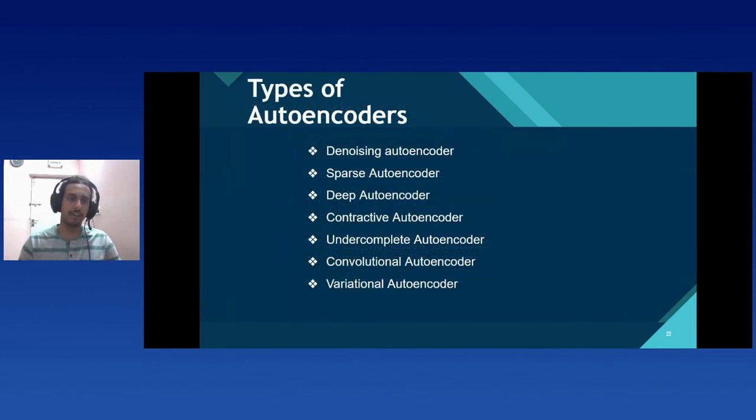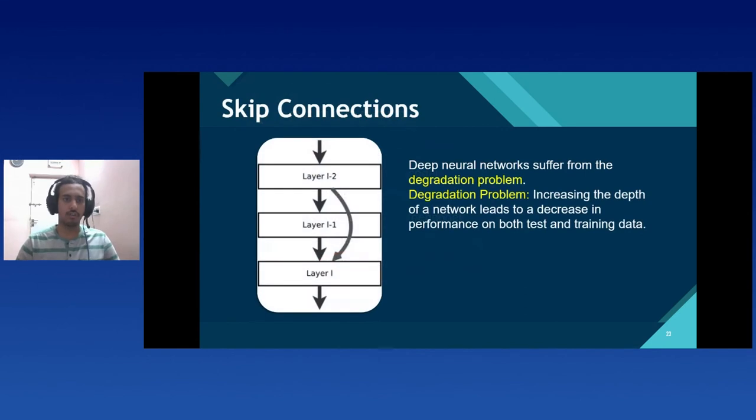There are different types of autoencoders, but we'll be focusing on the convolutional autoencoder. Before going to the convolutional autoencoder, there's something called a skip connection, and I will tell you about that. Why do we use the skip connection? There is a problem called the degradation problem. Whenever we have a model with high depth, or many layers, then with each passing layer the values of the gradients become smaller and smaller. This reduces the performance and accuracy of the model on both training and testing data.